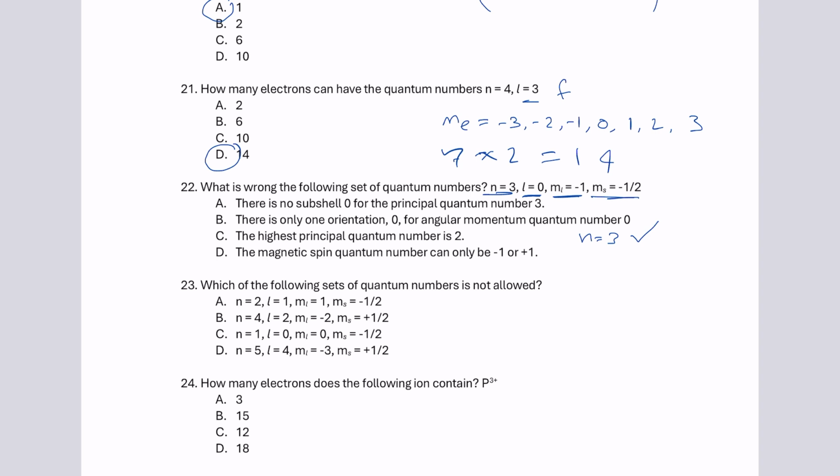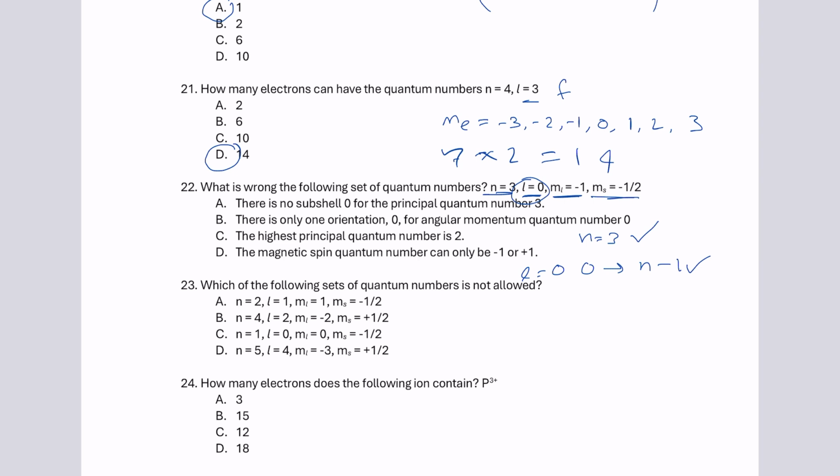It represents the energy level of the electron, and n equals 3 is a positive integer value, which is the only restriction on the principal quantum number. Then the angular momentum quantum number l defines the type of subshell, and it has to be between 0 and n minus 1. l here is equal to 0. That is a completely valid angular momentum quantum number.